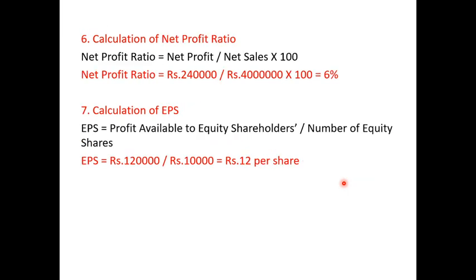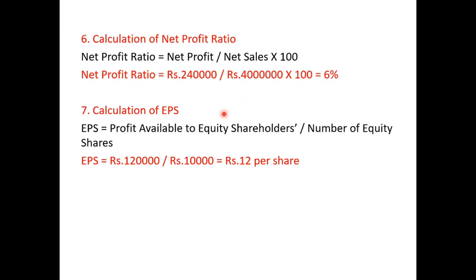Next, calculation of net profit ratio. The formula for net profit ratio is net profit divided by net sales into 100. Here net profit is given in the problem, that is in the statement of profit, and net sales is also given. If we substitute, we get a net profit ratio of 6%. As I told, this net profit ratio is also expressed in percentage.